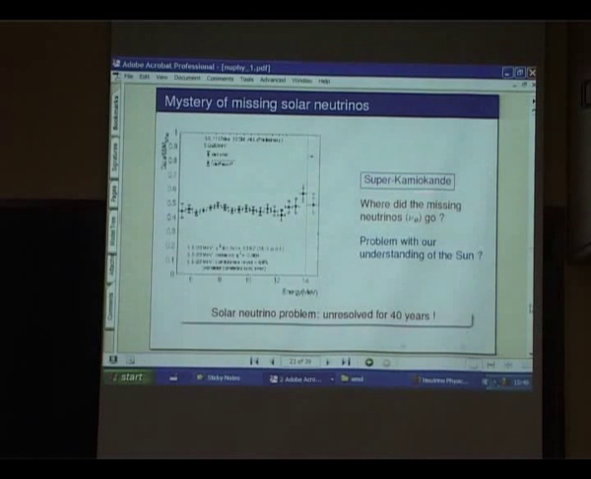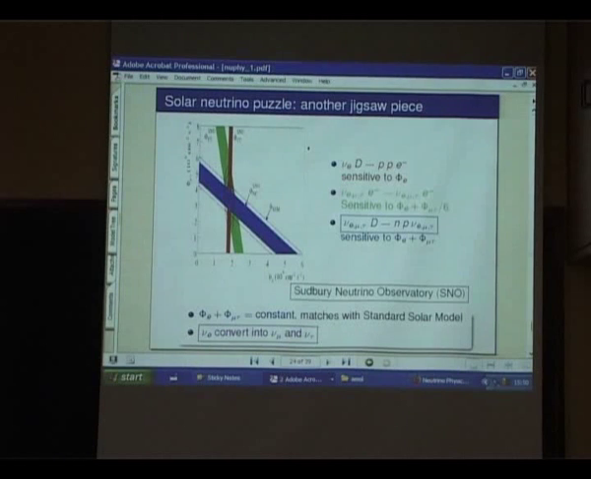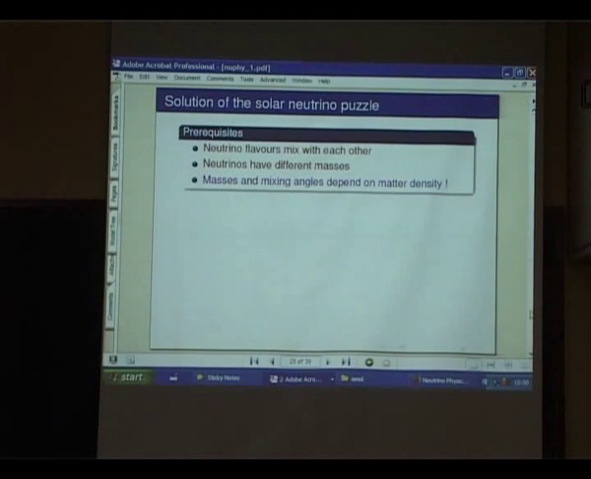Okay. So again, this was also a puzzling problem. We did not know where the missing neutrinos went, and then people thought that there was a problem with our understanding of the sun. It lasted for almost 40 years. It is only now that we figured out that the problem was not the understanding of the sun. The problem was with the understanding of neutrinos, that they actually mix. So let me give you the bottom line. The bottom line is exactly the same.